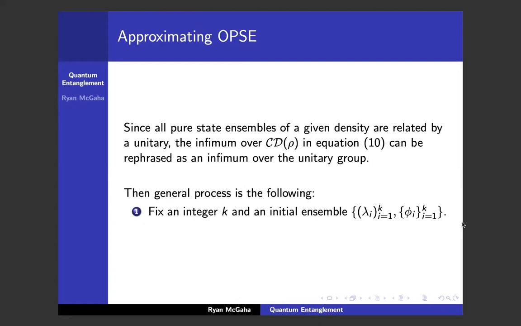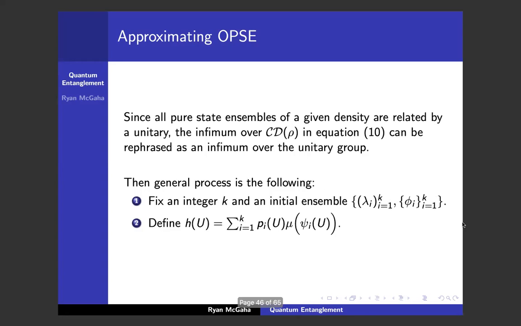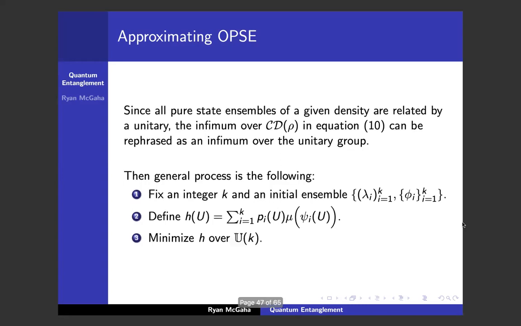The general process is the following. First you start with an initial ensemble. A lot of the algorithms just use the spectral decomposition. That would be one possibility, and that's not really too hard of a question to ask, because if you want to find the entanglement of an ensemble, you already know what states you're looking at in the ensemble anyway. So you start with your ensemble, and then you define H of U to be the entanglement at that unitary, the expected entanglement at that certain unitary, where you've used the Schrödinger-HJW theorem to obtain a different ensemble there. And then next, you minimize H over the unitaries.